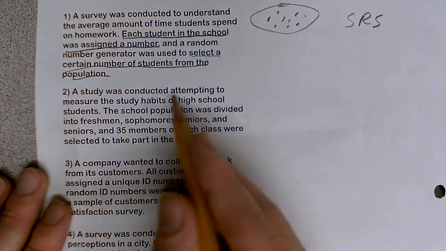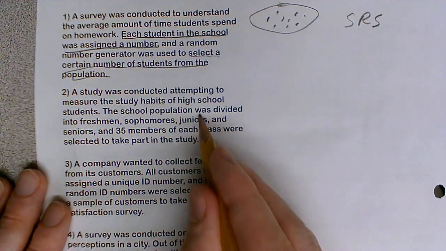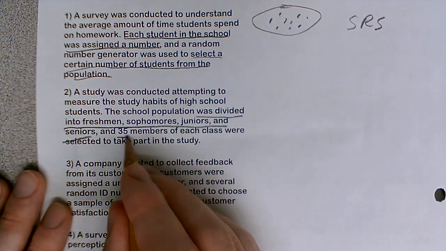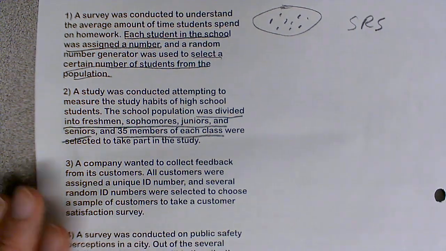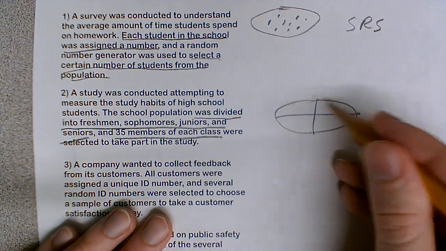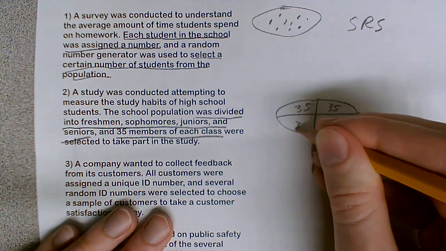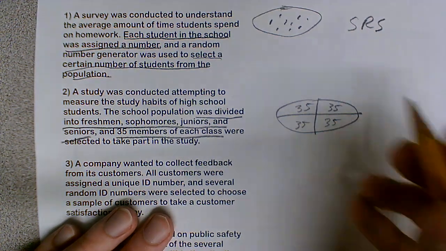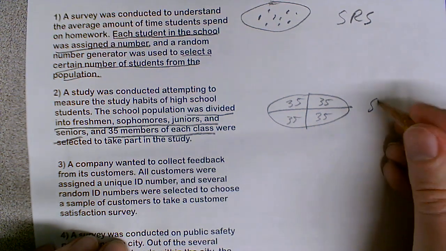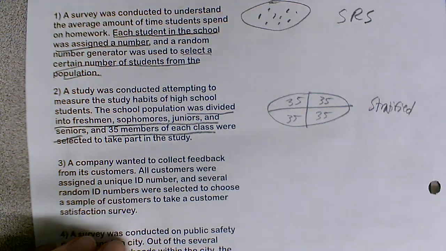A study was conducted attempting to measure the study habits of high school students. The school population was divided into freshmen, sophomores, juniors, and seniors, and 35 members of each class were selected. So in other words, it was divided into freshmen, sophomores, juniors, and seniors, and 35 from each class were selected. Okay, this is a stratified sample because you're taking some from each.